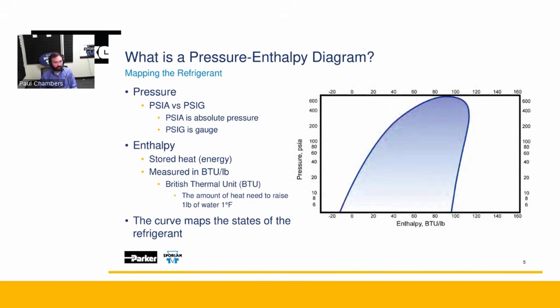We talked about that earlier, and we can measure that. We measure it in something called BTU per pound. So per pound means per mass of refrigerant. A BTU is just a British thermal unit, the amount of heat needed to raise 1 pound of water 1 degree F. As you can imagine, that would be a consistent amount of heat that you put into something. That consistent amount of heat per pound is the amount of stored energy inside something.